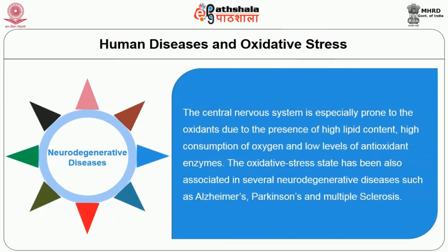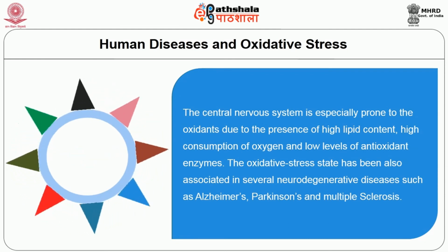The next disease is neurodegenerative diseases. The central nervous system is especially prone to oxidants due to the presence of high lipid content, high consumption of oxygen and low levels of antioxidant enzymes. The oxidative stress state has also been associated with several neurodegenerative diseases such as Alzheimer's, Parkinson's and multiple sclerosis.